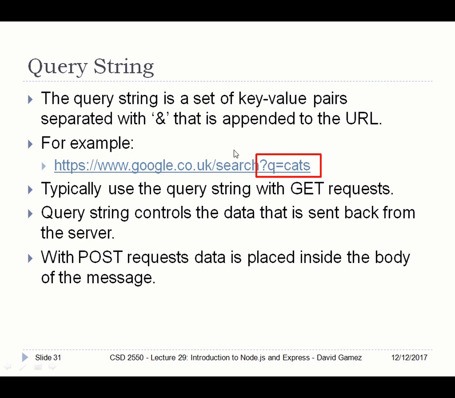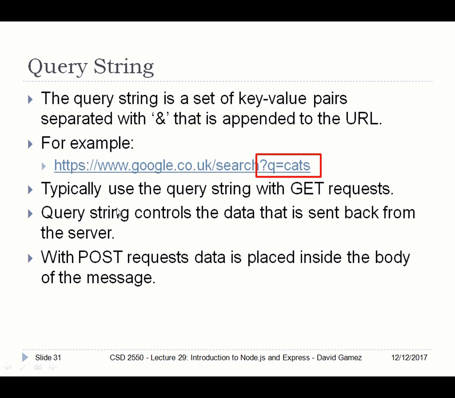So at the end of the path or path name, whatever, you have a question mark, and then a bunch of keys and values. So in this case, the key is Q and the value is cats. And if we wanted some more key value pairs, we put an ampersand here, and then a bunch more key value pairs, all separated with ampersand. And that's the query string.